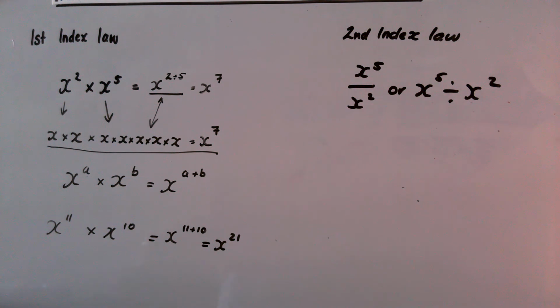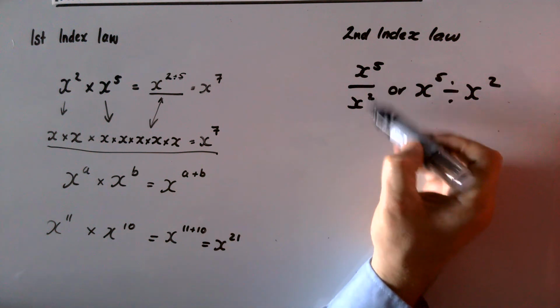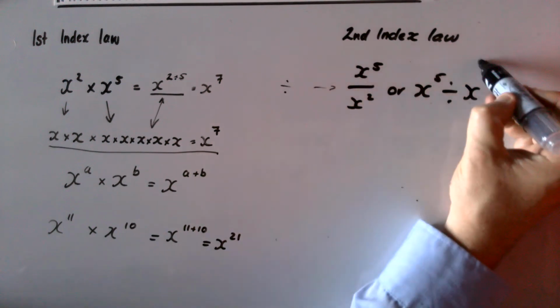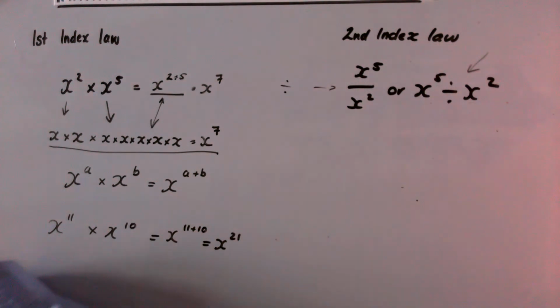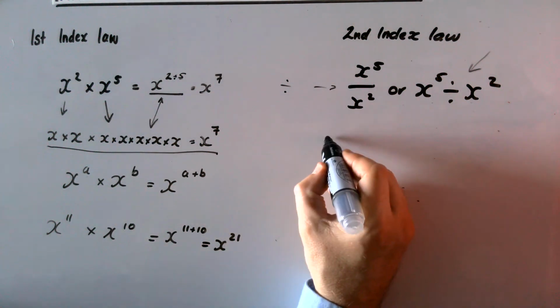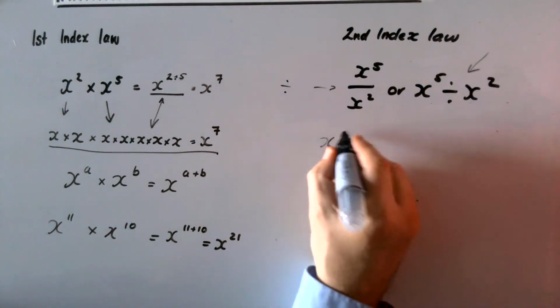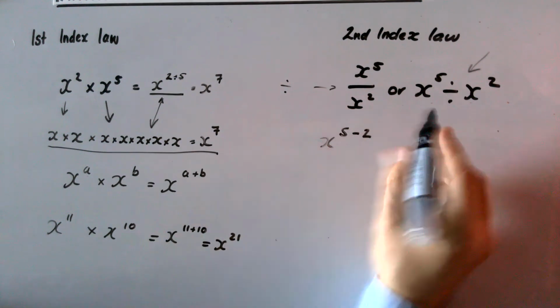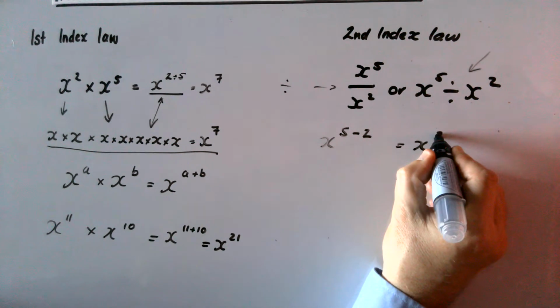And we will be giving you in class a more formal definition or proof for this because you're going to have to basically explain that back to us. So the second law here, you see I've drawn it in two ways, remembering of course that this line means division, and I've also used the division symbol in this particular way. If I was just doing the law, it's going to be x to the power of 5 take away 2, and that's going to give me x to the power of 3.